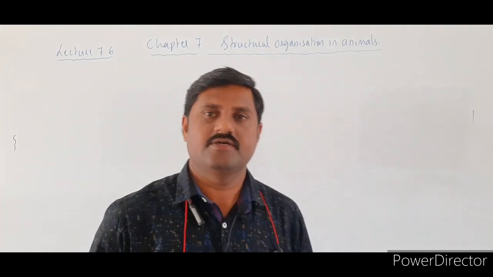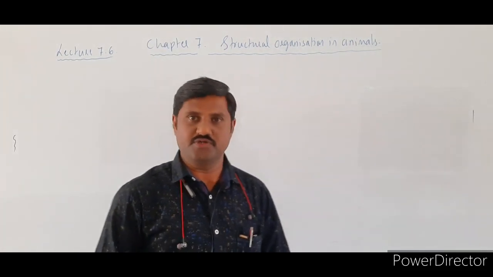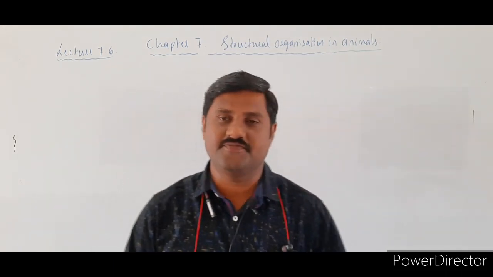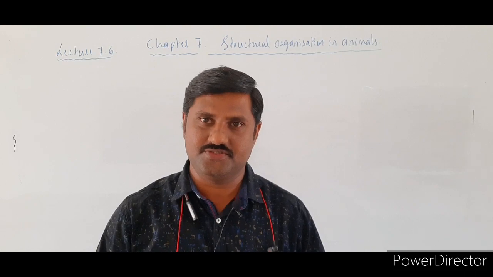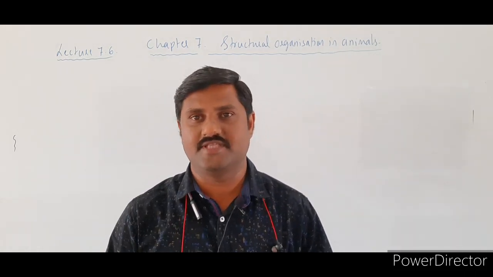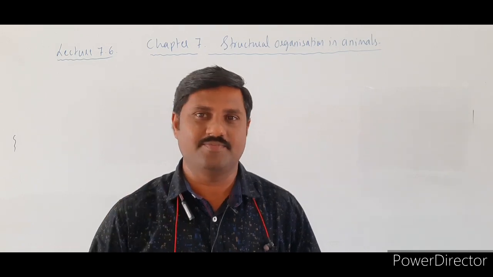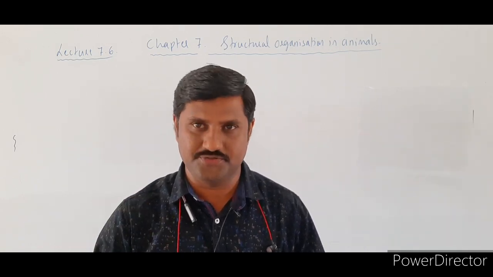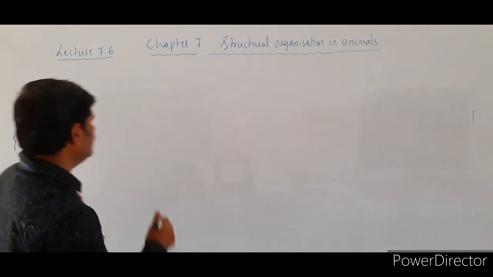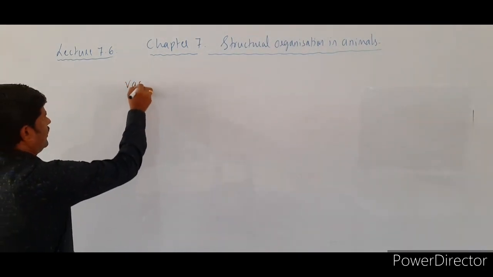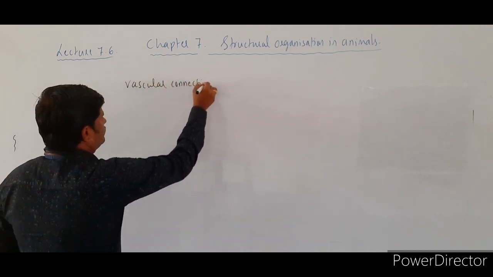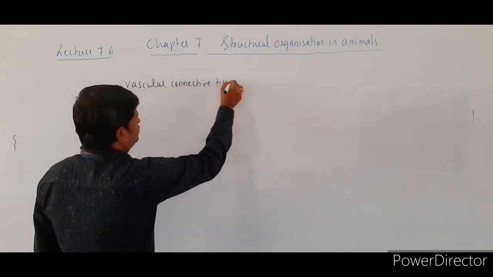This is about one tissue, that is bone tissue. And after this, in the broad classification of connective tissues, we had mentioned one more type, the last type, which is fluid connective tissue. It is also called vascular connective tissue. Let us start with the vascular connective tissue.